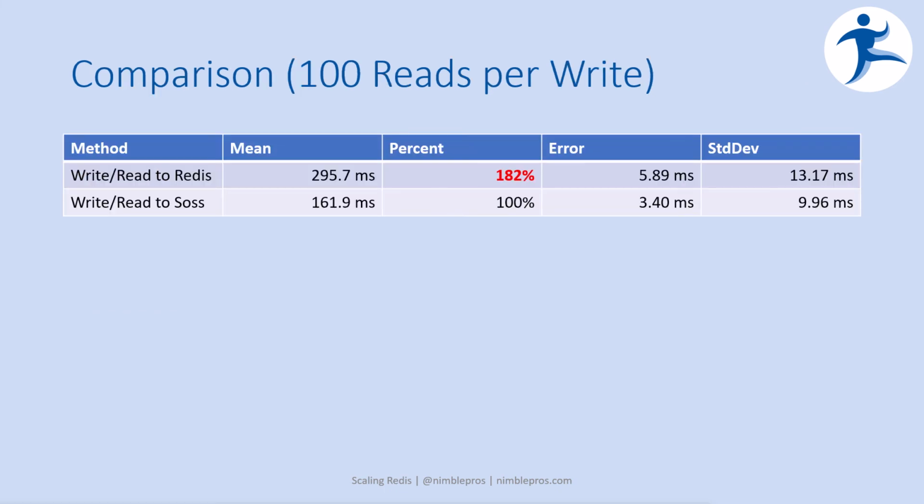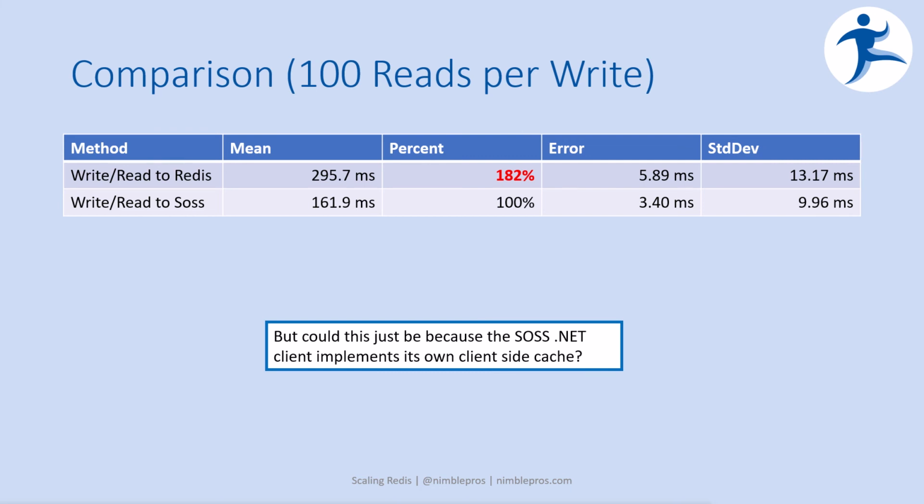So if we do a quick comparison between the two, you can see that the Redis benchmark, 296 or so milliseconds, was 82% slower than the SOSS one at 162 milliseconds on average. But the SOSS client does have some built-in client-side caching that I'm not aware of the Stack Exchange Redis client having. So maybe that's tipping the scales, since we're doing so many reads for every write.